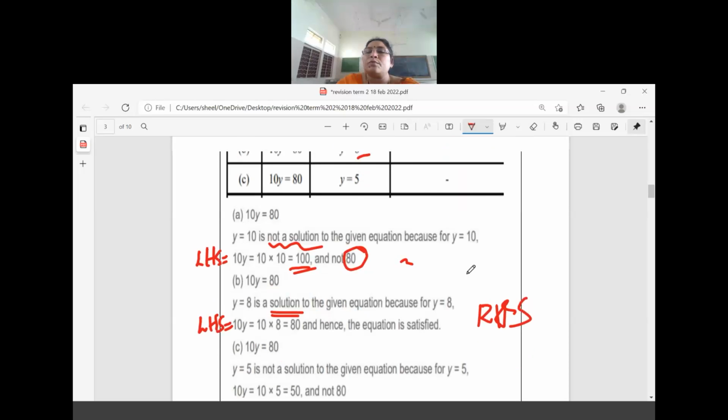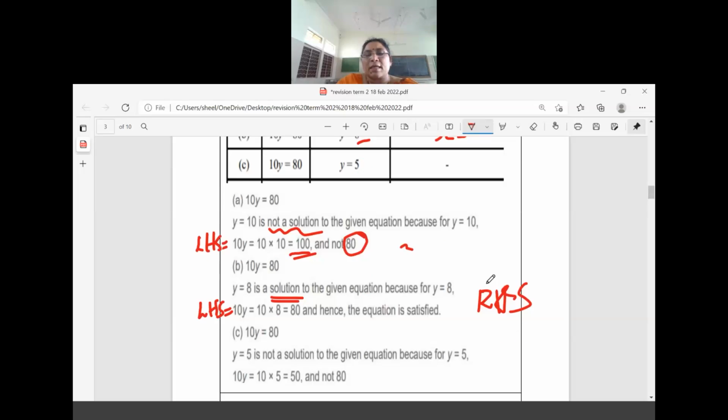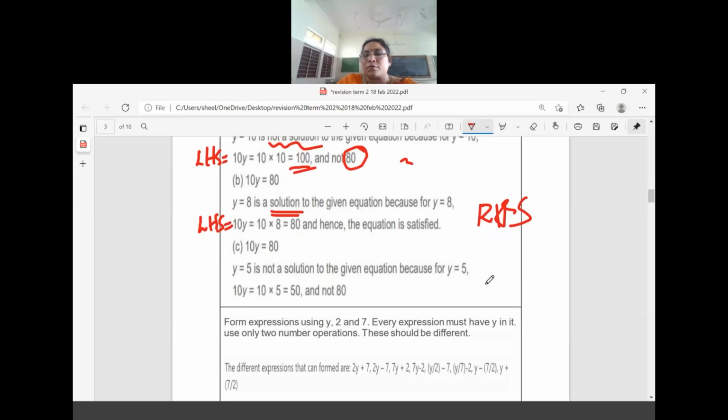So what should we do? We should write yes here, and the steps are below. Anybody can check it also, right? So that is the case. Without the steps, we cannot go for the answers. All right, y equal to 5, that is the third question.